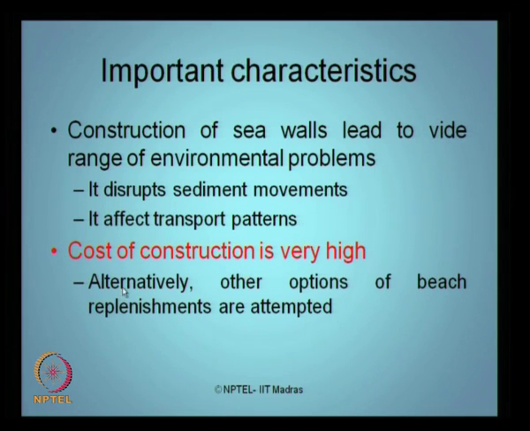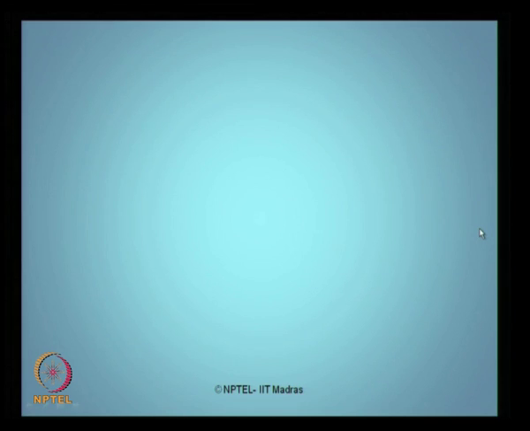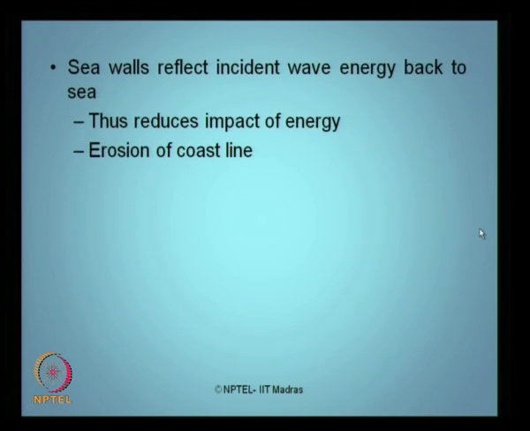Now, alternatively, instead of a sea wall, you have other options such as beach replenishment, which have been attempted by various researchers in practice. Sea walls reflect the incident wave energy back to the sea. That is the functional requirement of a sea wall. Therefore, it reduces the impact of energy on the coastal sides. Of course, it protects the coastline from erosion.